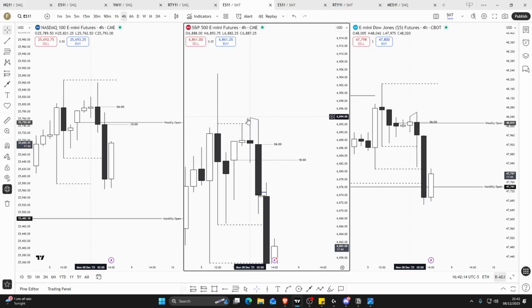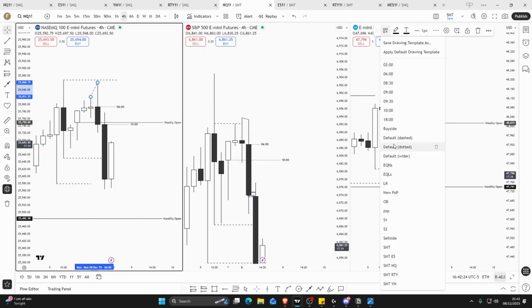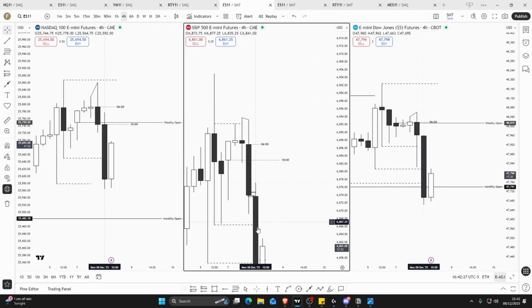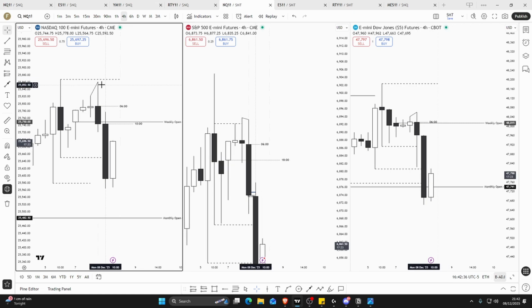Okay, this 2 a.m. candle on ES is a bearish close. This 2 a.m. candle on NQ is a bullish close. So we have a PSP, and then NQ takes the high, which is where it reverses from. And at the same time, ES fails to take that high, right? So we have the two-stage PSP right here, where we have the SMT and the PSP.